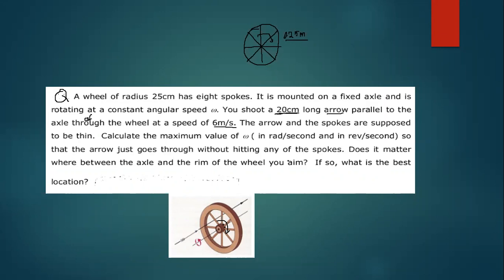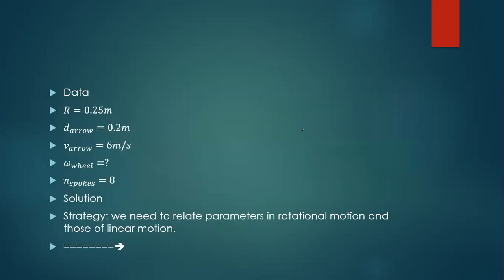Now the idea I was trying to mention to you is that you need to relate the two. When we look at the data, we have been given the radius of the wheel, and the length of the arrow, which I've indicated as D of the arrow. We've been given the velocity of the arrow. We don't know the velocity of the wheel, but we've been given the number of spokes. How do we relate the two pieces of information?